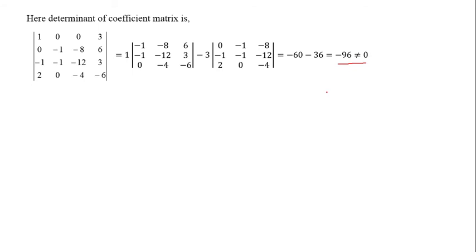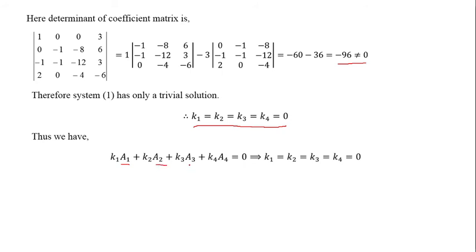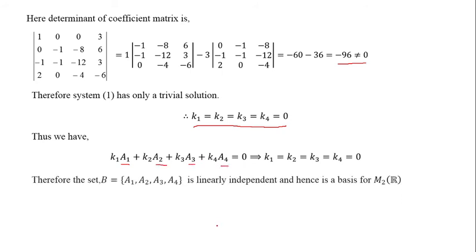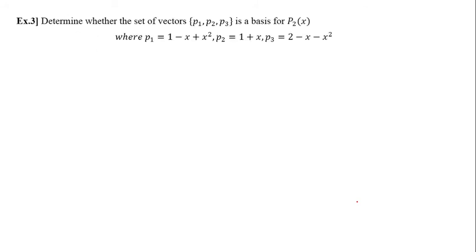What is the conclusion? The system has which type of solution? Only the trivial solution, meaning all scalars k1, k2, k3, k4 are 0. Thus the linear combination k1A1 + k2A2 + k3A3 + k4A4 = 0 implies k1, k2, k3, k4 are all 0. So the conclusion is that these vectors A1, A2, A3, A4 are linearly independent, and hence the set is a basis for M2(R).